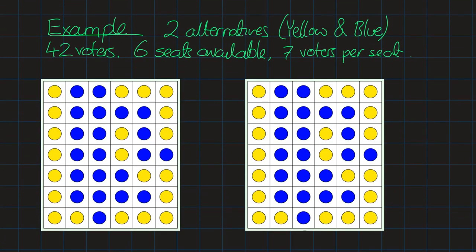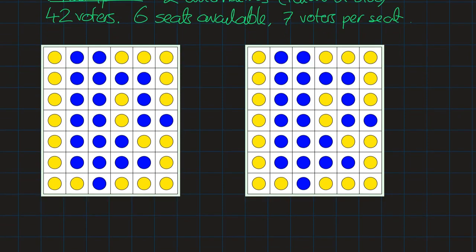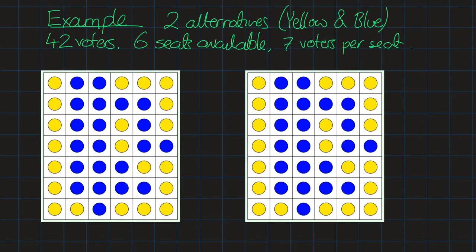This example says there are two alternatives, called yellow and blue, and there are 42 voters. This is a map of the voters. I've duplicated the map because I want to do something with the duplicate in a moment. Both maps are exactly the same. Think of this as a map of the states, and each square represents a voter, and the color represents what party they belong to, or what color they're going to vote for. The yellow circle right here means that this voter is going to vote yellow.